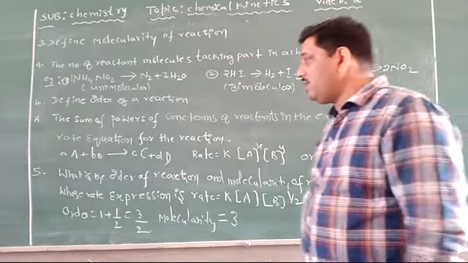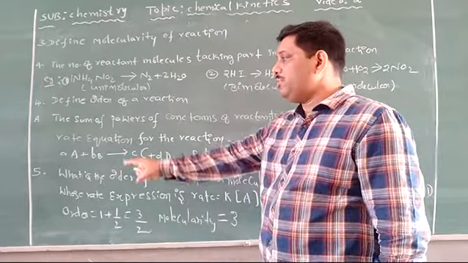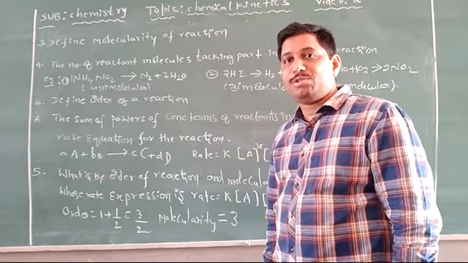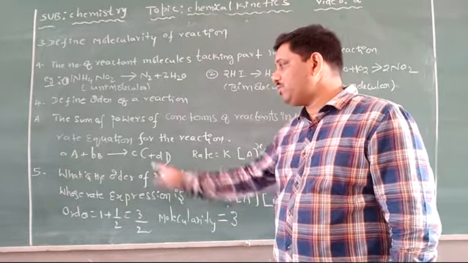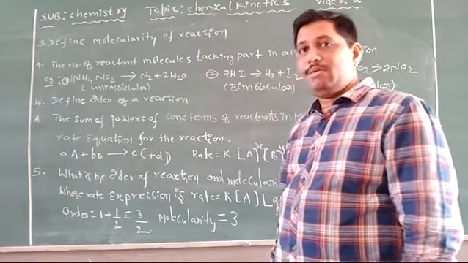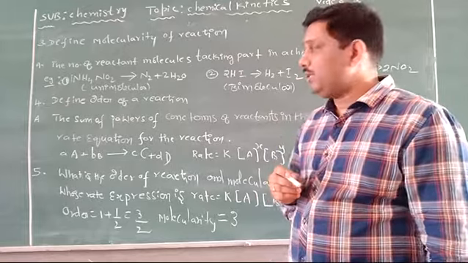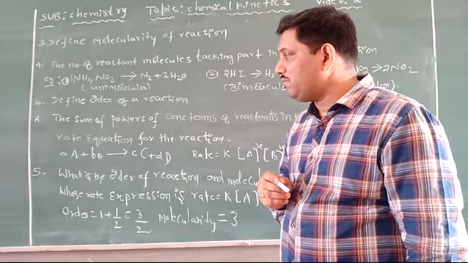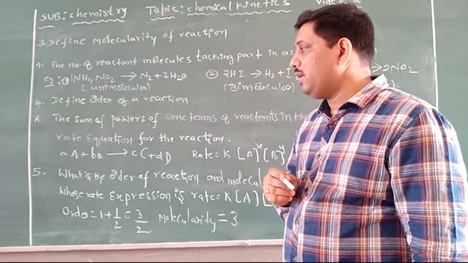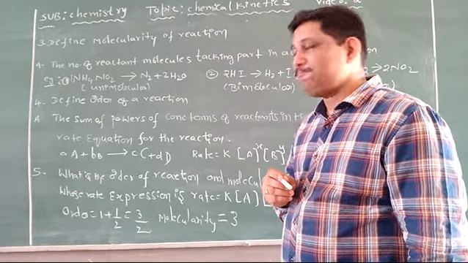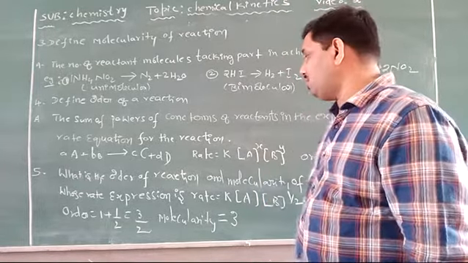Let us consider one chemical reaction: aA plus bB gives cC plus dD, where small a, small b, small c, small d are the number of moles, the stoichiometric coefficients of reactants and products. Capital A and capital B are reactants, capital C and capital D are products.